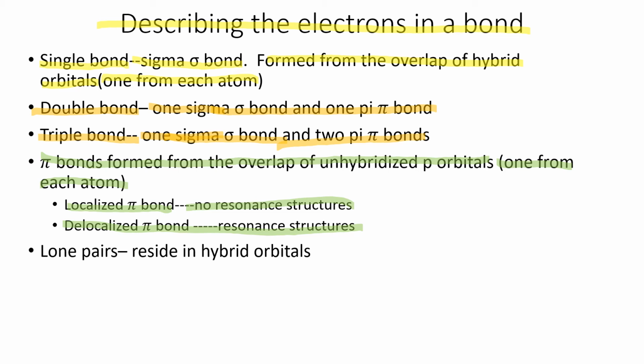The last thing we would do is talk about the lone pairs that exist in a molecule. Generally, for lone pairs, we're going to describe them as residing in hybrid orbitals. So these are the guidelines. Now we're going to do a couple of examples where we look at a molecule in as much detail as possible and describe what's happening with all of the electrons in that molecule.